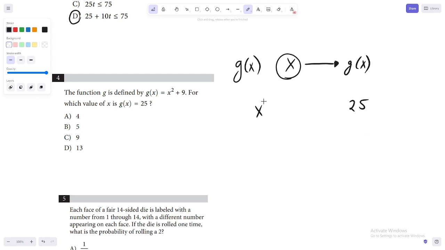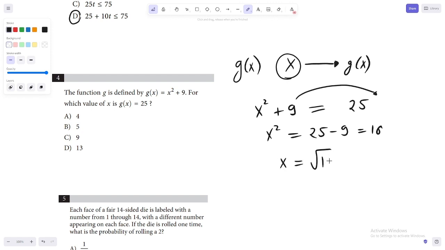So the function is x squared plus 9, and we need to solve for x. Okay, let's move 9 to the other side. We get x squared equal to 25 minus 9, which is equal to 16. And from here, we can take the square root of both sides and would get x equal to square root of 16, which is equal to 4. So the option A.